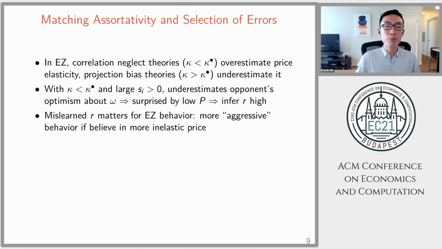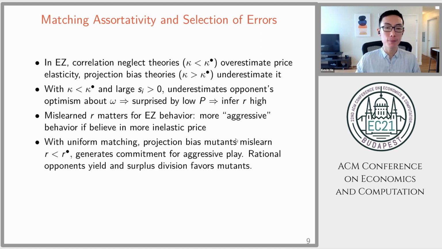It turns out that firms behave more aggressively, in the sense of more aggressively increasing their production, when they have a large private signal, if they believe in a more inelastic price. With uniform matching, these projection bias mutants mislearn the elasticity to be too inelastic, and that generates for them a commitment for aggressive play. When they're matched up with these rational opponents, the rational opponents yield, and the surplus division favors the mutants because of that commitment. And so that's how they're doing objectively better than the rational incumbents.